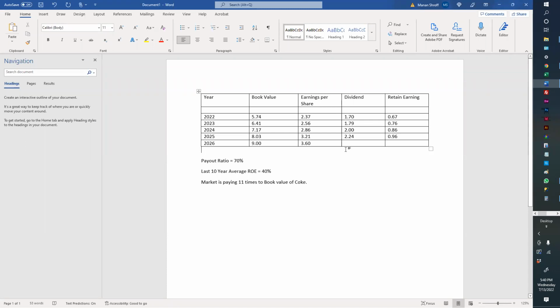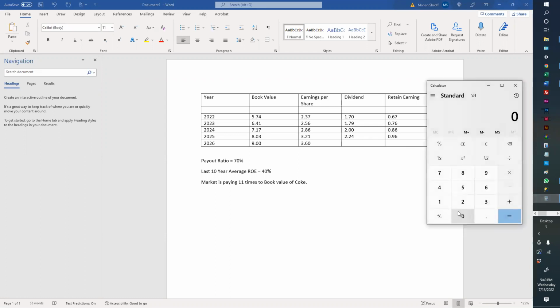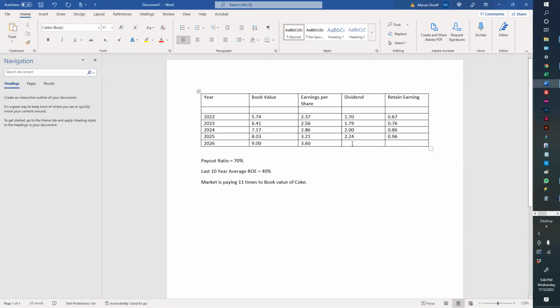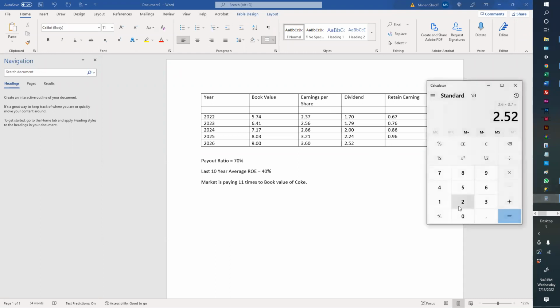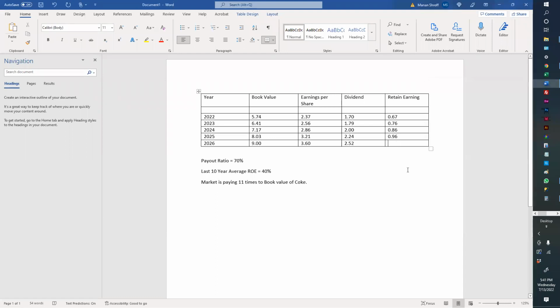It's going to pay dividend again 70%. Dividend is going to be $2.52 and retained earning is going to be $1.08. This $1.08 will be added to $9, and then it will keep continuing on. Okay, so based on our calculation, what we figured out.